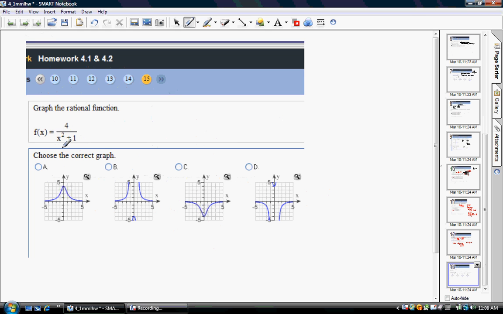The last problem, graph the rational function 4 over x squared plus 1. This one is a special function as well. It's not exactly a direct transformation of what we've talked about. And that's because if you look at the denominator x squared plus 1 and find out where that's equal to 0, then we get that x squared is equal to negative 1. So x would have to be plus or minus the square root of negative 1, which is plus or minus i. So what that tells us is that there's actually no places where it's undefined.